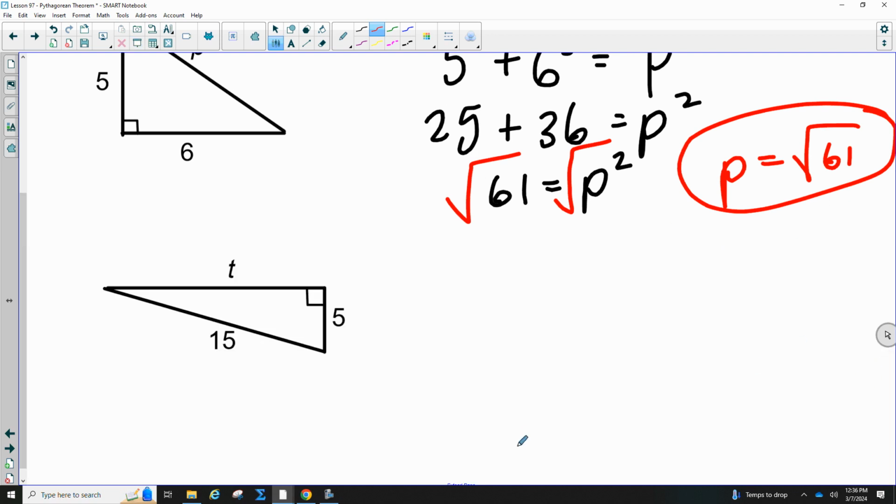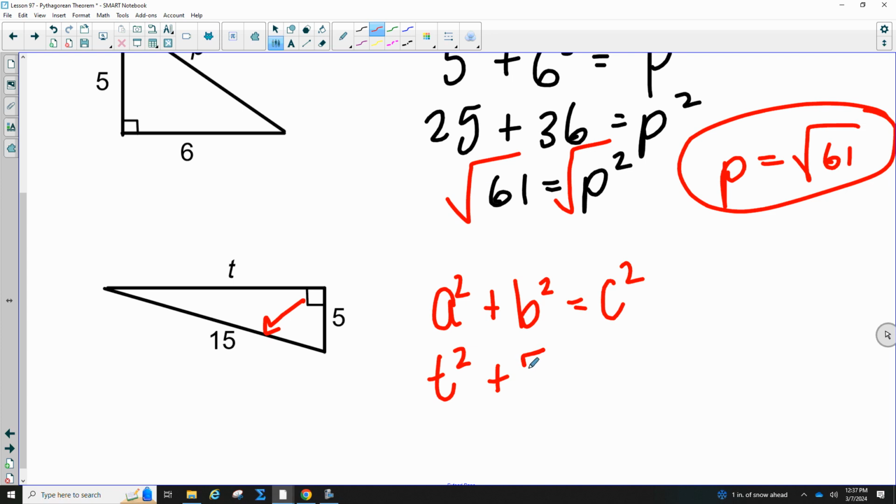Let's try another right triangle. So the most important thing is, can you identify the C side or the hypotenuse side? So everyone, which side is the C side? It is 15. It's opposite the right angle. All right, so we'll do a squared plus b squared equals c squared. For T and for 5, it doesn't matter which one is A and which one is B. Those are the legs. So I'll do T squared plus 5 squared equals 15 squared.